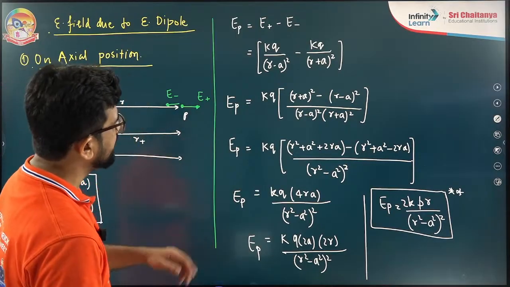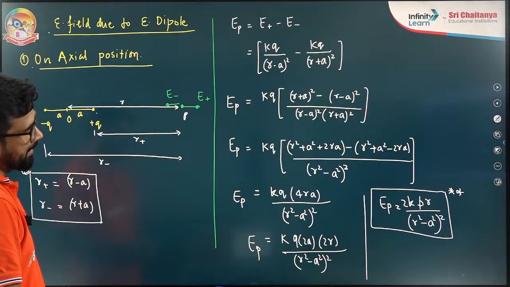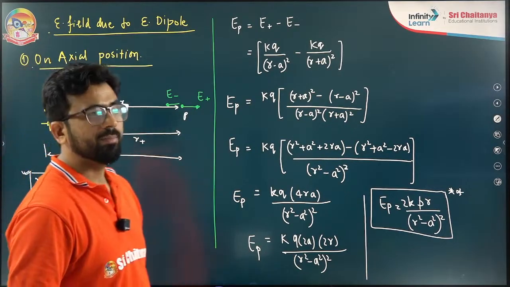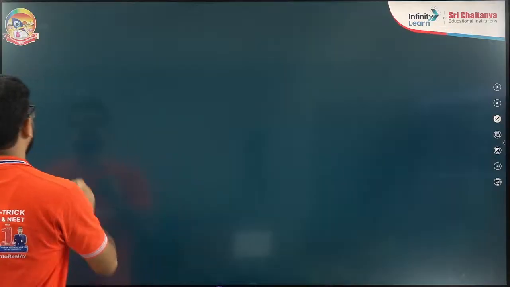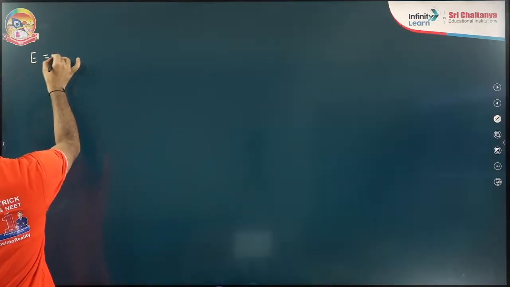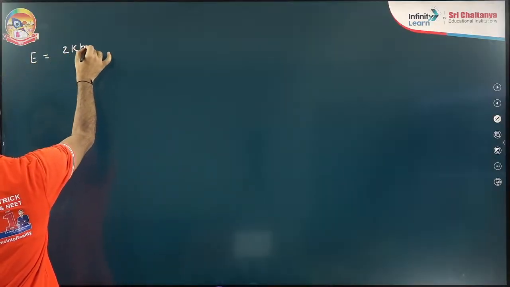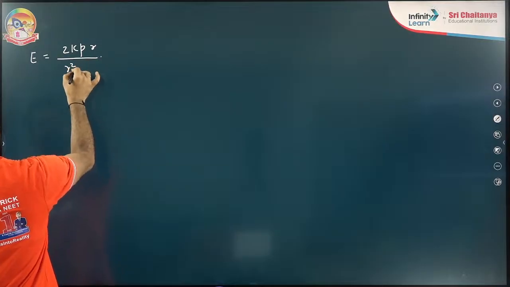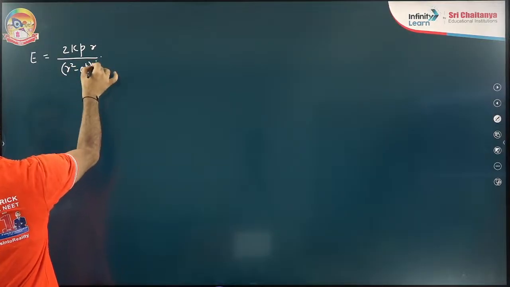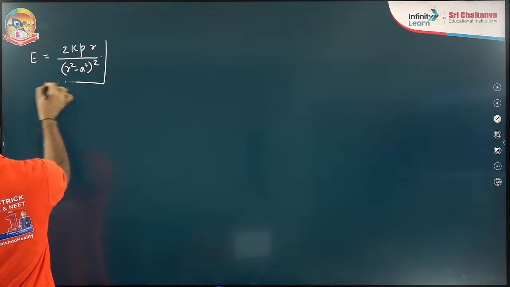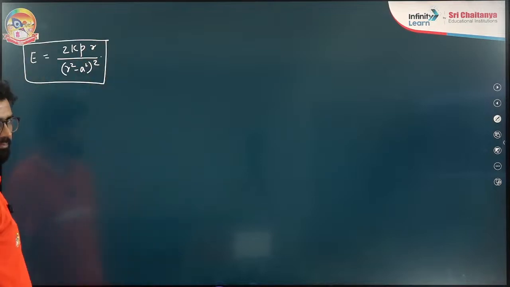Now I am taking you to the next slide, you will understand it. I can put an approximation here also. What is the field we have written? That is equal to 2kpr divided by (r square minus a square) whole square. This is the one result we have derived. I am writing exactly the same.